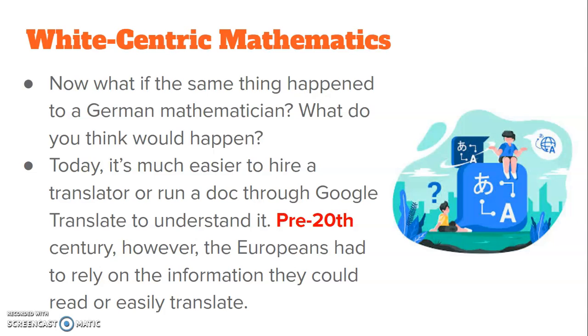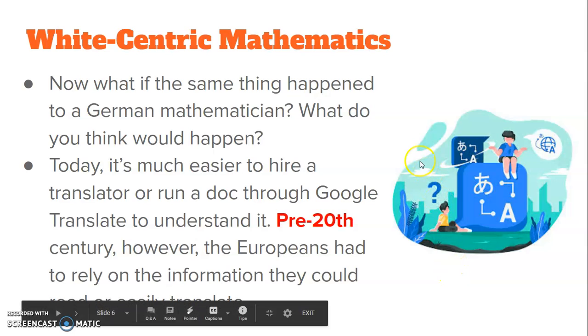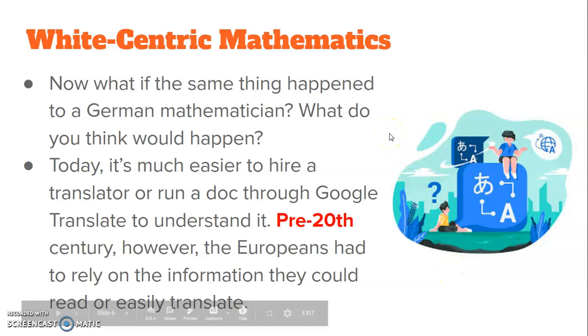But pre-20th century, however, the Europeans had to rely on information they could read or easily translate. Same with Americans, and that's why a lot of our documentation tends to be in English, because that's the language that people understood, or the people that created your textbooks and the people that teach your classes in schools in the United States understood.